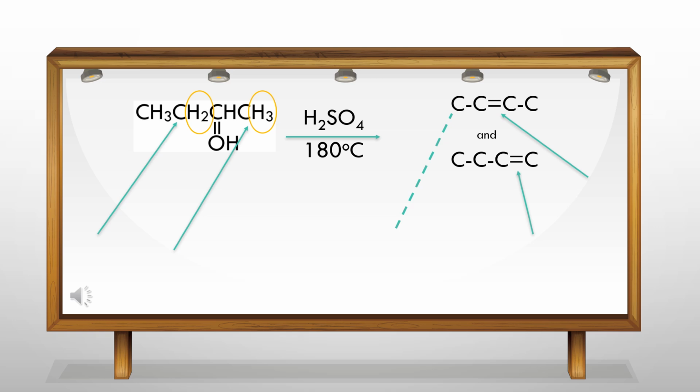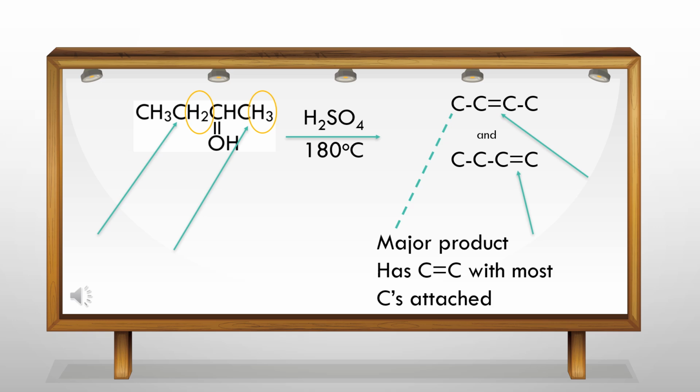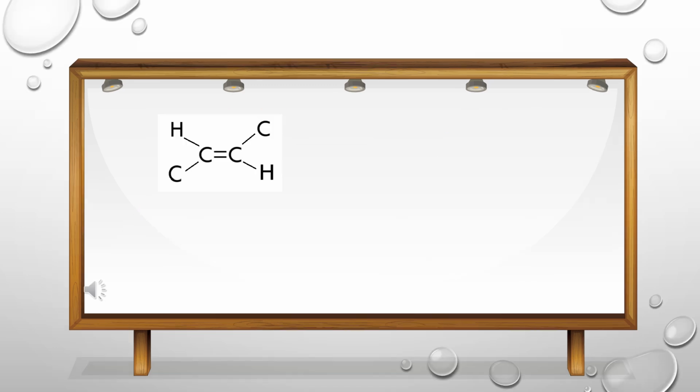And so it gave rise to a rule that helps us predict the major product when a dehydration of an alcohol occurs. The product that tends to form is the one in which the carbon-carbon double bond has the most carbons attached. Let's expand these carbon-carbon double bonds and count the carbons that are directly attached to those double bonds.